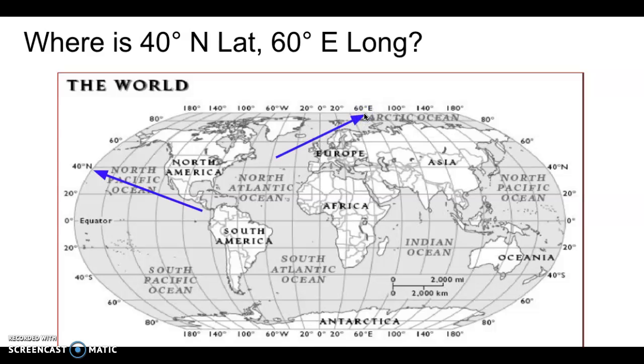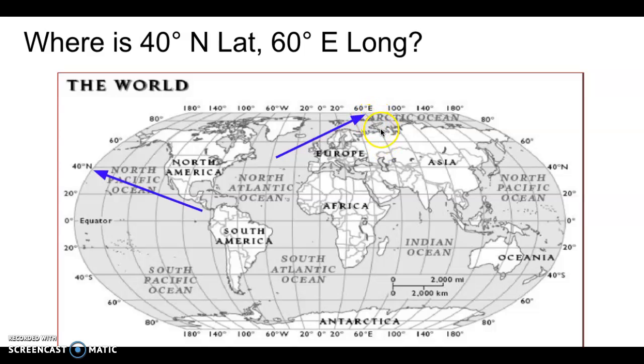Okay, so now all we have to do is intersect these two lines, and we will find our location. And so you run your finger or visualize all the way across on 40 degrees, and then you run your finger down from 60 degrees east. Remember, the lines of longitude are curved because our Earth is a sphere, it is not flat.